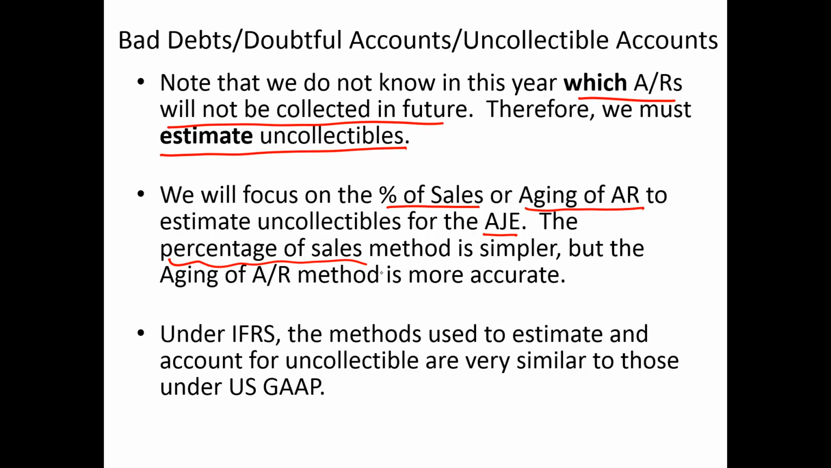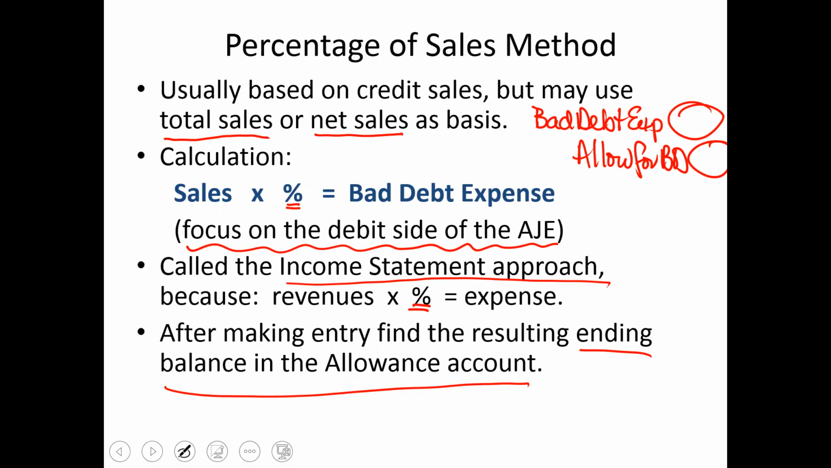Notice that the percentage of sales method is simpler, but the aging, or one that's based on accounts receivable, is much more accurate. Also, under IFRS, comparable methods are used. So let's first turn to the percentage of sales method.